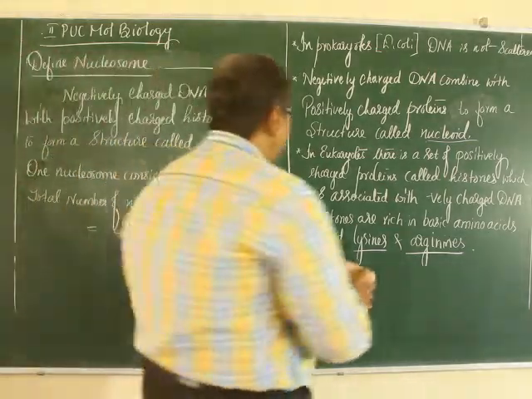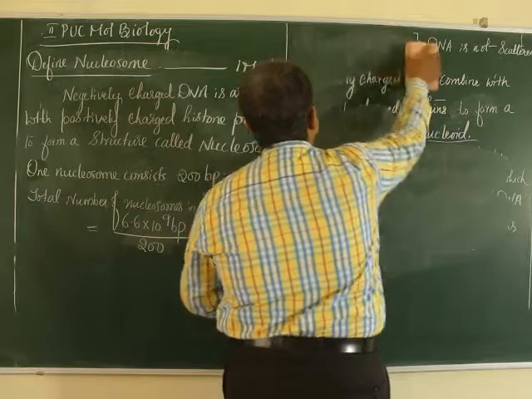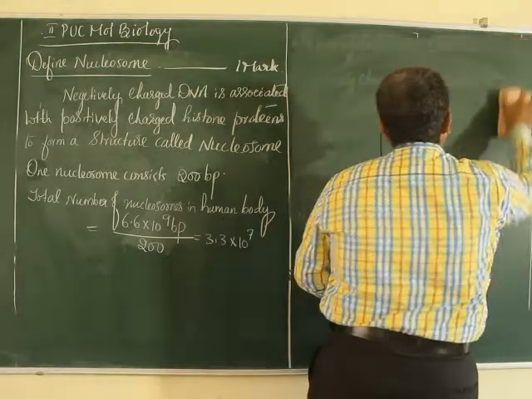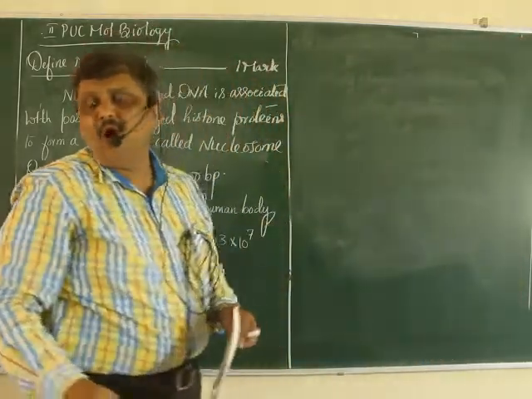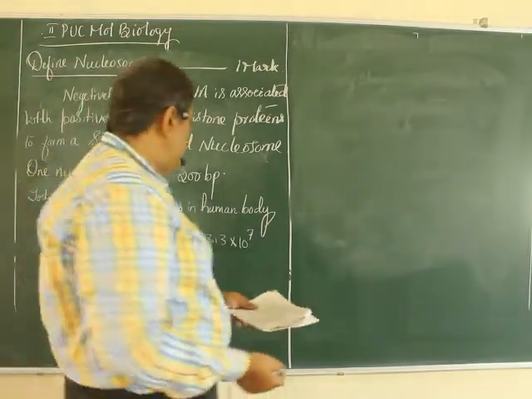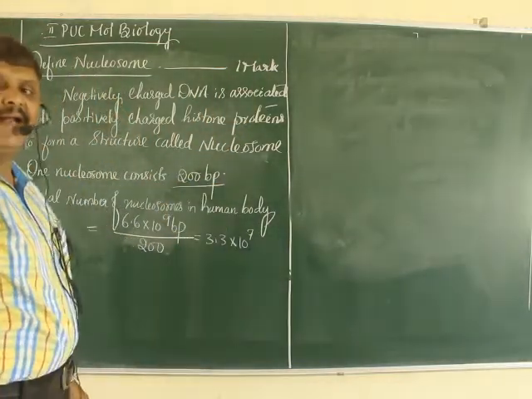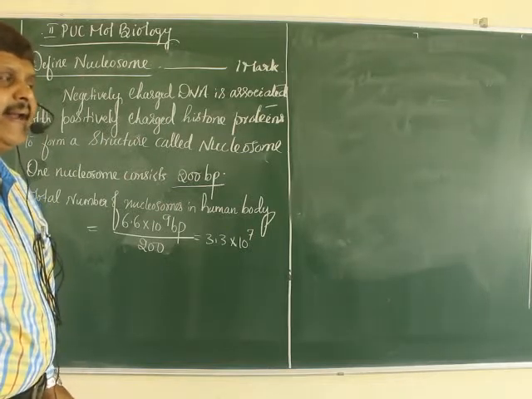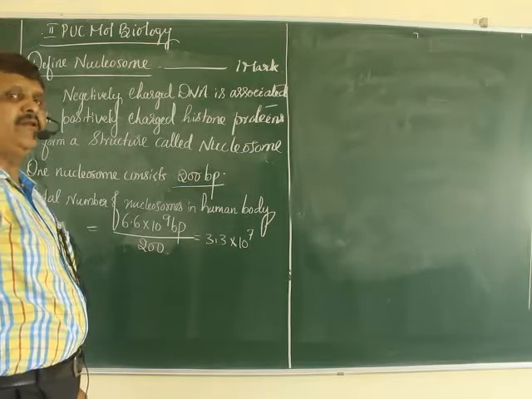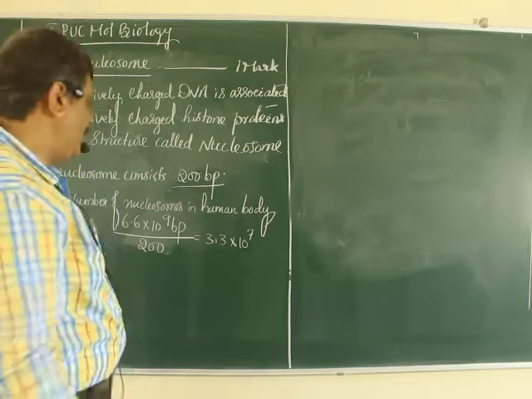Now, what are the other aspects with regard to nucleosome that we should remember? What is a nucleosome? The negatively charged DNA is wrapped with the help of positively charged histone proteins, and it forms a structure called a nucleosome. And one nucleosome consists of 200 base pairs. Base pairs involve adenine, guanine, thymine, cytosine. Adenine pairs with thymine with 2 hydrogen bonds, and guanine pairs with cytosine with 3 hydrogen bonds.